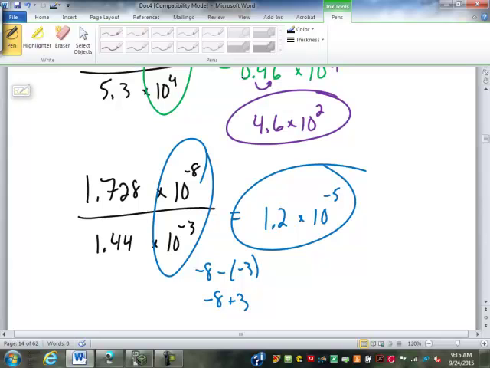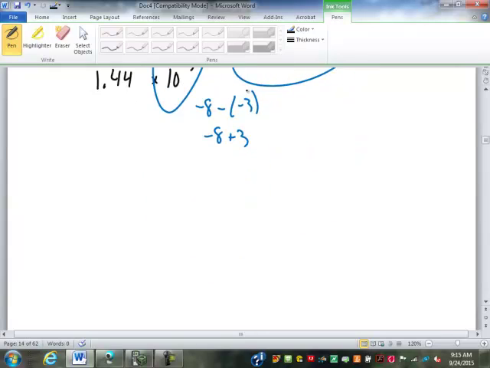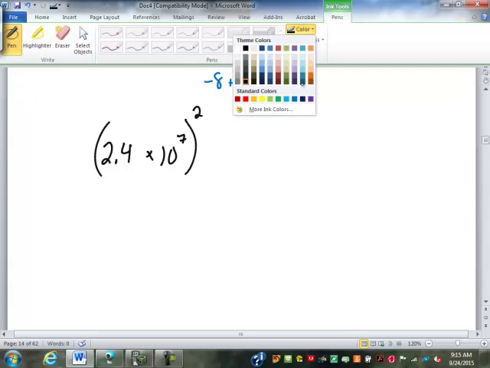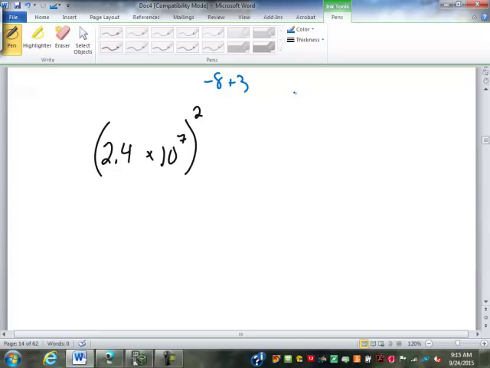How are we doing? Good. Good? Having fun yet? No? At least you're honest. What's that? 2.4 times 10 to the 7th to the power of 2. Now we could write this out as 2.4 times 10 to the 7th times 2.4 times 10 to the 7th. But what fun would that be? Don't answer that.